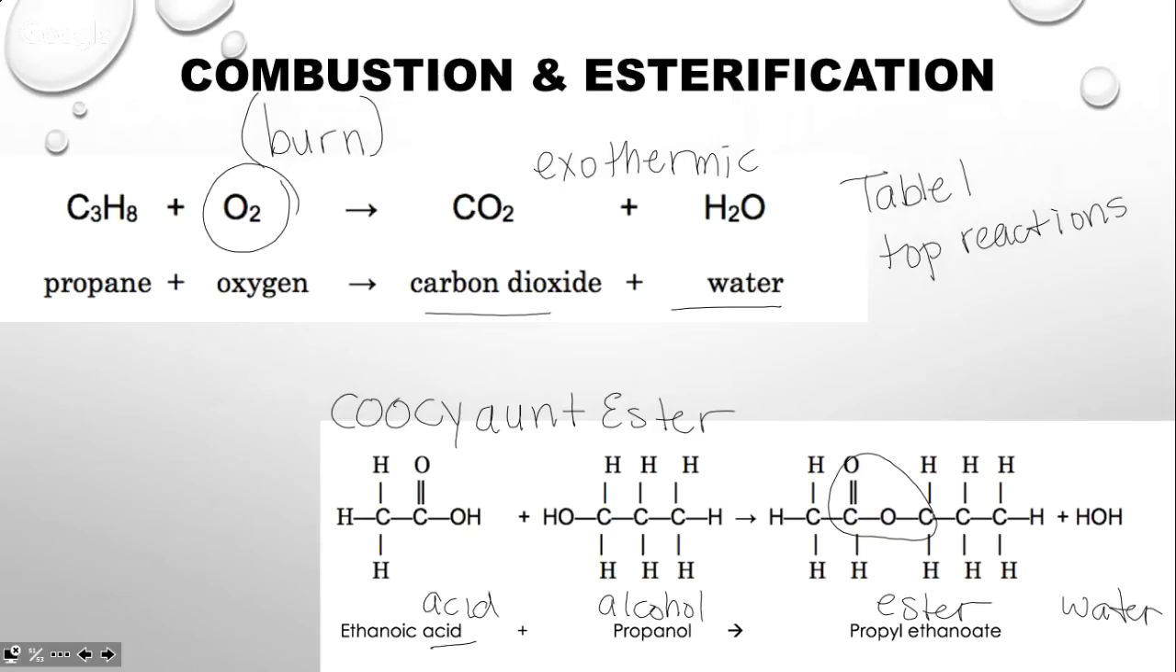If we look at the alcohol, the OH comes off. The H comes off the acid. These guys go together to make the water. And then this molecule right here can just slide right there, and we wind up with the COOC. So this would be propanol, which makes the propyl, and ethanoic acid makes the ethanoate.